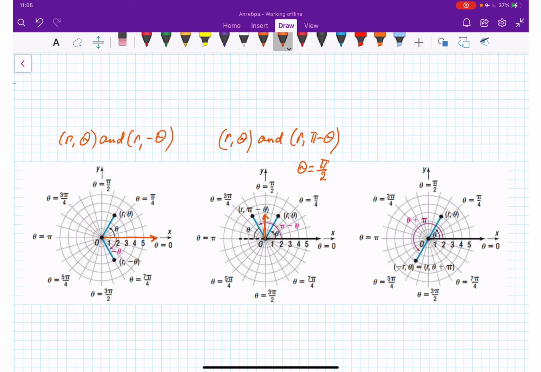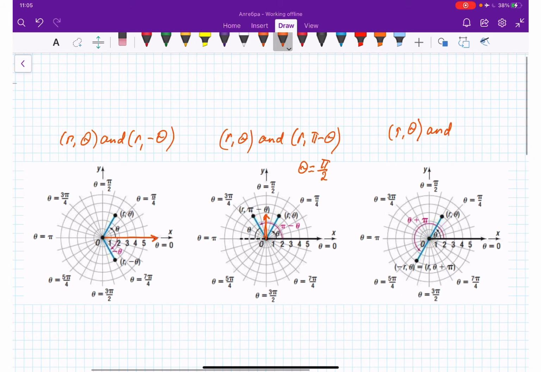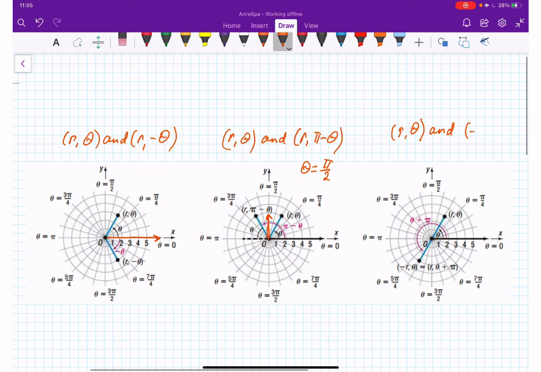And lastly, we have the points (r, theta) and (negative r, theta). They are symmetric with respect to the pole, which is the origin, right here. So at (r, theta), in the opposite direction, we have (negative r, theta).